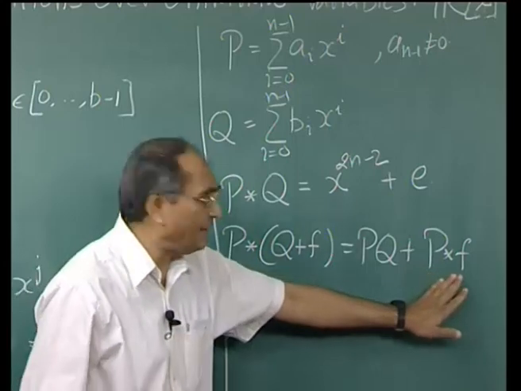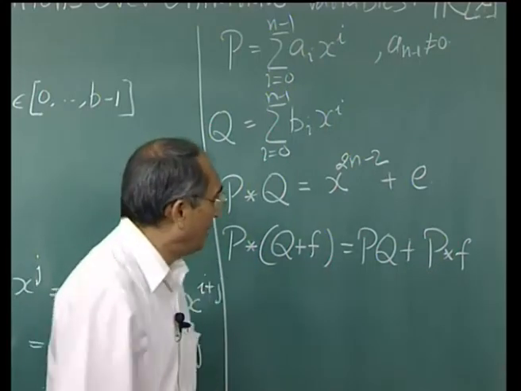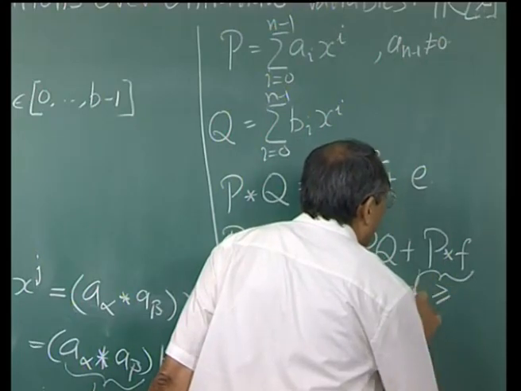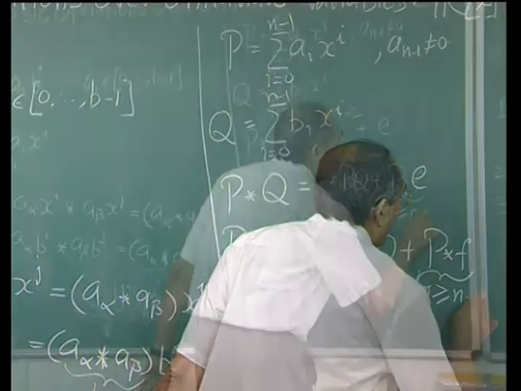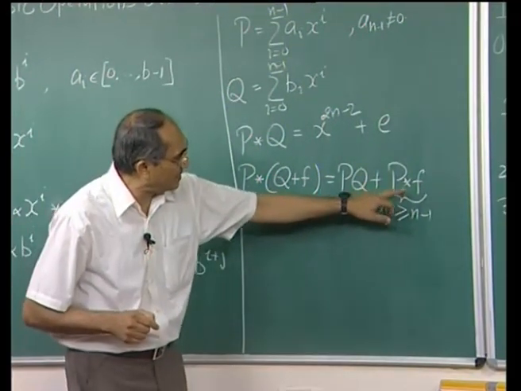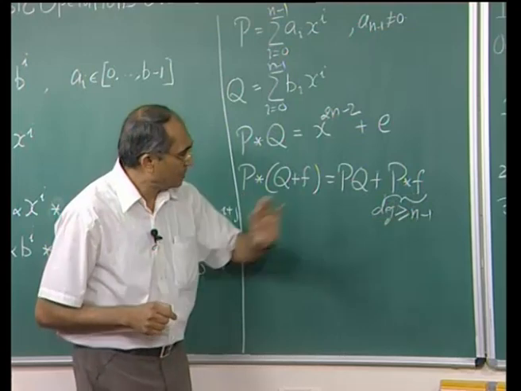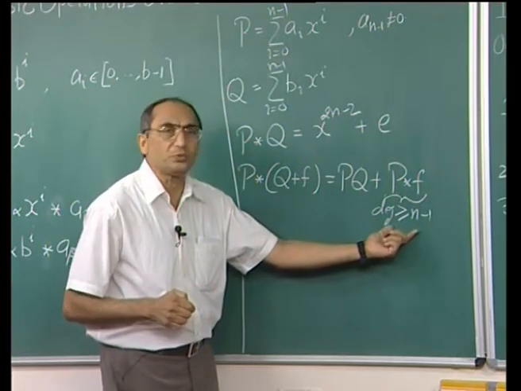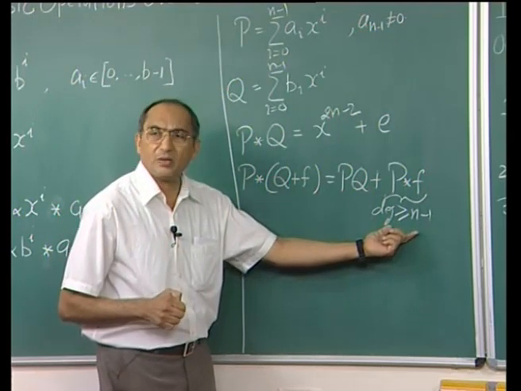The degree of f can be 0 or more, hence the degree of this term is greater than or equal to n minus 1. Because the degree of p is n minus 1, this has to be 0 or more. So, this is the case. What it shows is that we have access to the degrees n minus 1 or higher.